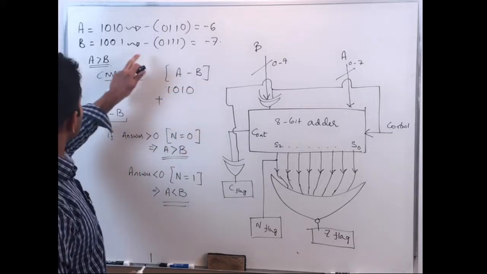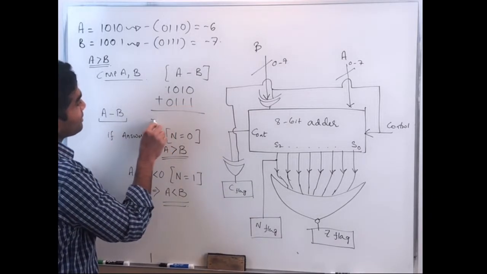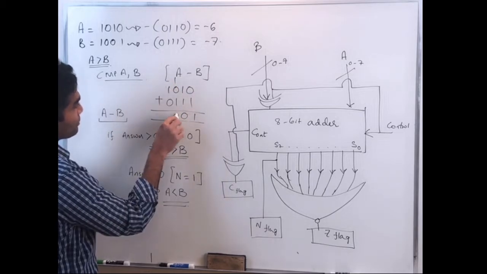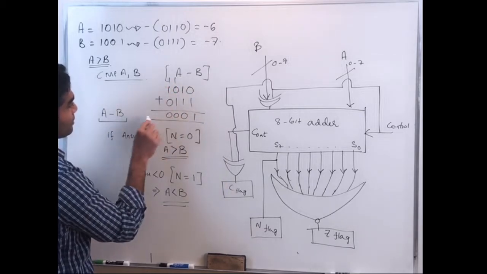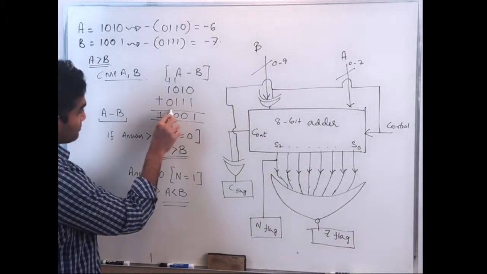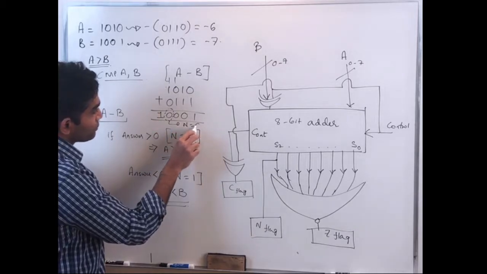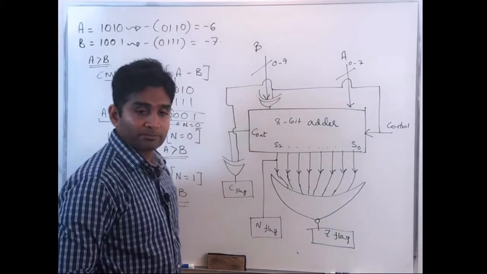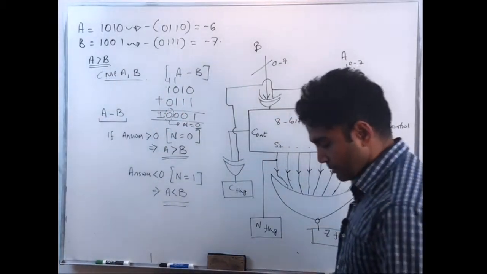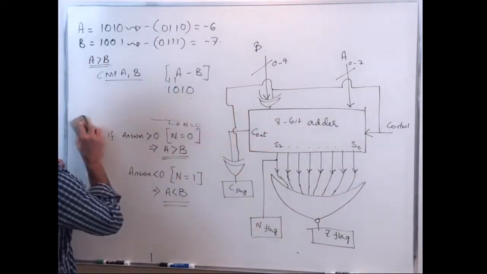it's adding to A the 2's complement of B, which is 0, 1, 1, 1. The answer is 1 plus 1 is 0, carry 1, and so on. That's my N flag, and my N flag is 0. So yes, it works. My A is larger than B. Very good. Let's take some more examples just to make sure it works all the time.